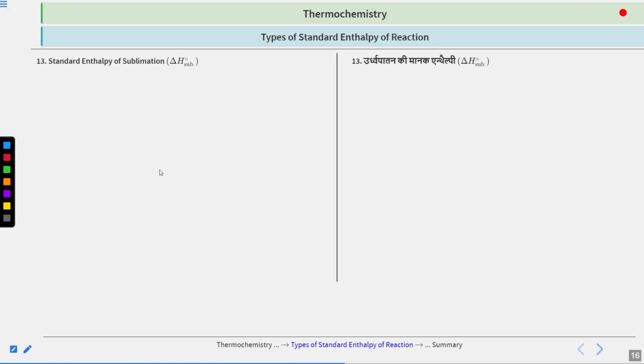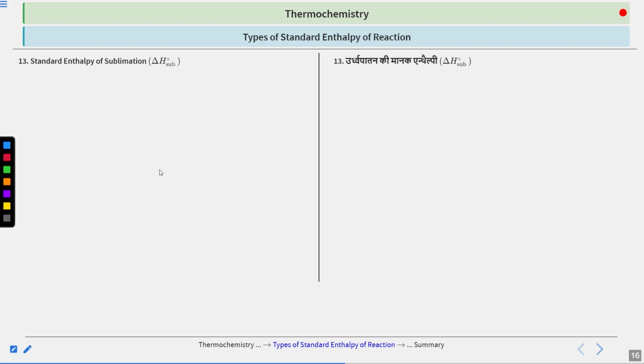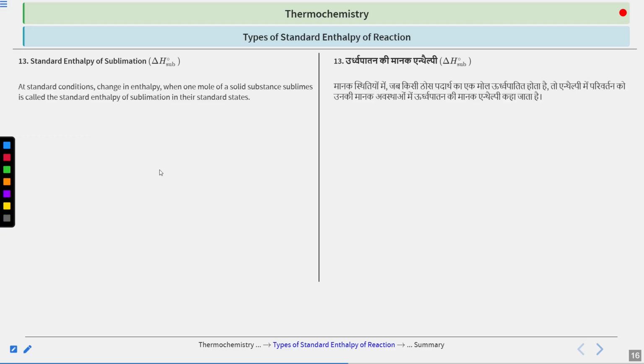Moving on further, we have standard enthalpy of sublimation. It is the enthalpy change when 1 mole of a solid substance is directly converted into gas. In that state, the enthalpy of reaction is called the standard enthalpy of sublimation. Clear? So according to the conditions, the change in enthalpy when 1 mole of a solid substance sublimates is called the standard enthalpy of sublimation in the standard state.